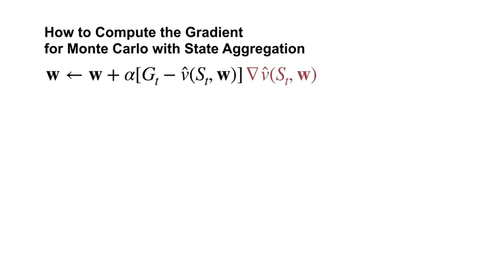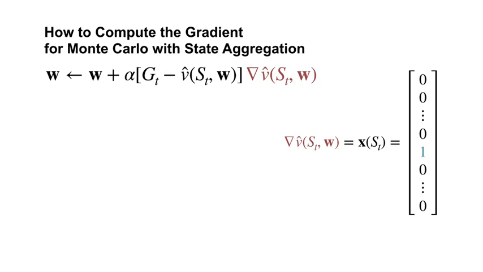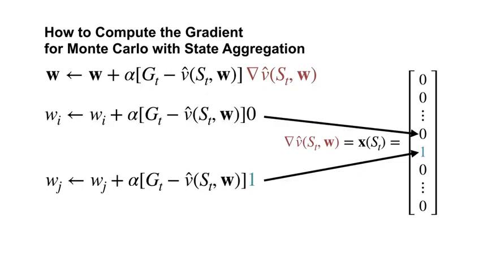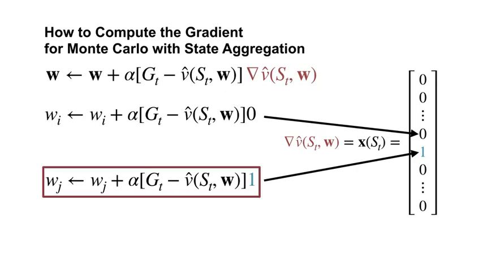Let's look at the gradient Monte Carlo algorithm with state aggregation. We already know how to compute the value for a given state. Now we need to think about how we compute the gradient of the value function so that we can use our key update formula. State aggregation is an example of linear function approximation, so the gradient is equal to the feature vector. The update rule modifies only the weight corresponding to the current active group. Let's think about how this update rule changes the weight. If the estimated value was smaller than the sampled return G_t, then the weight is increased. If the estimated value was greater than the sampled return G_t, then the weight is decreased.